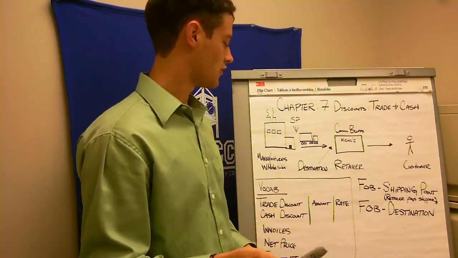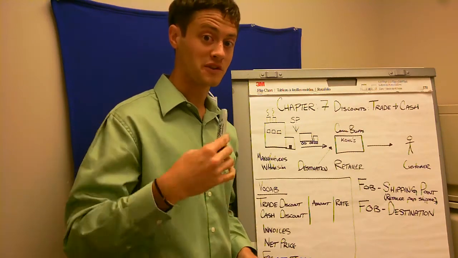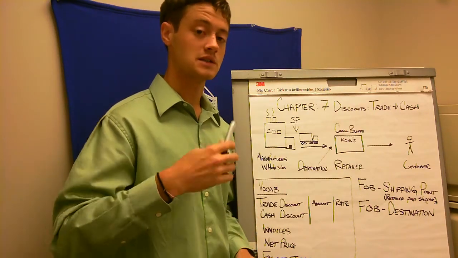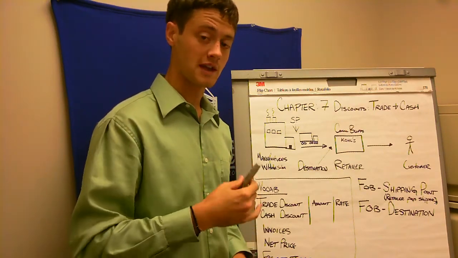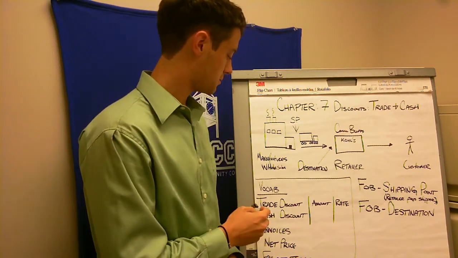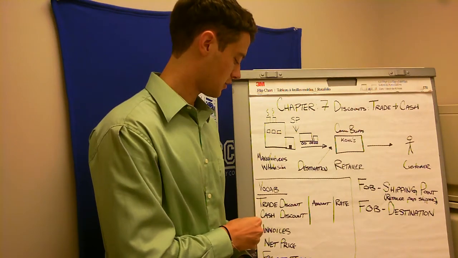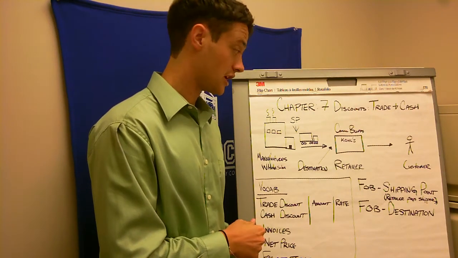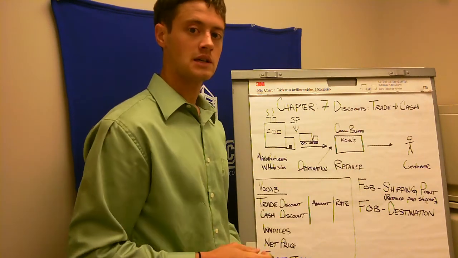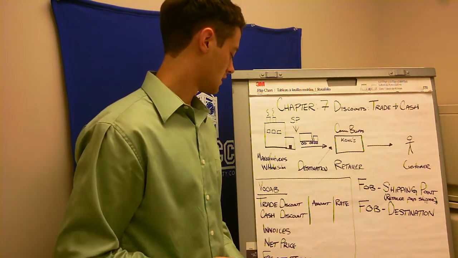So there's a lot of vocab. Now that we're in the second unit, I'm going to expect you guys to do the reading and know the vocab that comes with it. So just pay attention that you'll need to know what the trade discount is, cash discount, invoices, net price, and freight terms, and then I'll cover some of the concepts in the notes.